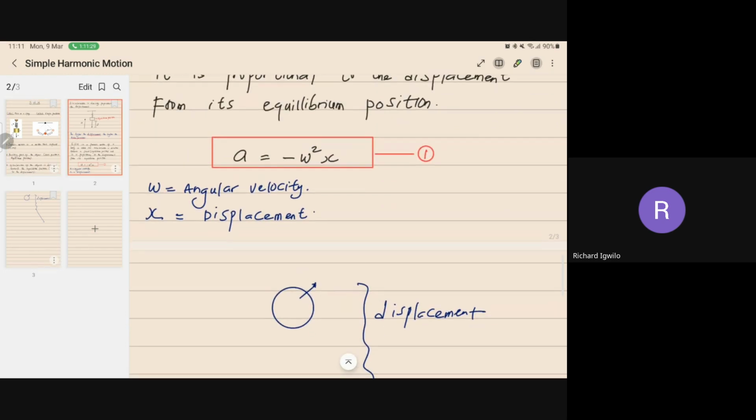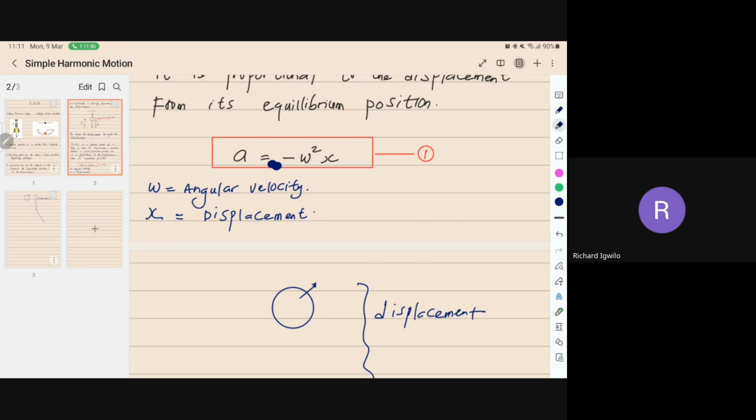So now that is what it is. This symbol, the negative sign, is telling you that the acceleration is opposite to the displacement. That negative sign simply attests to the direction of your acceleration, because acceleration is opposite to the displacement.